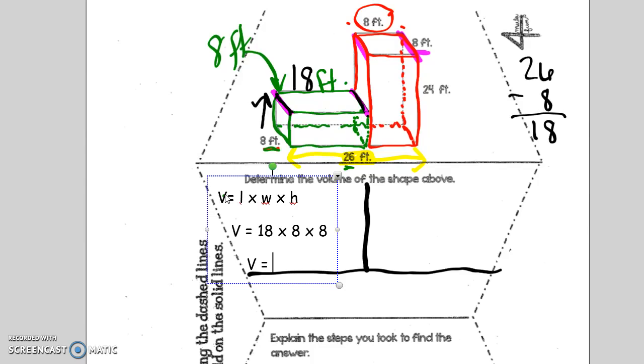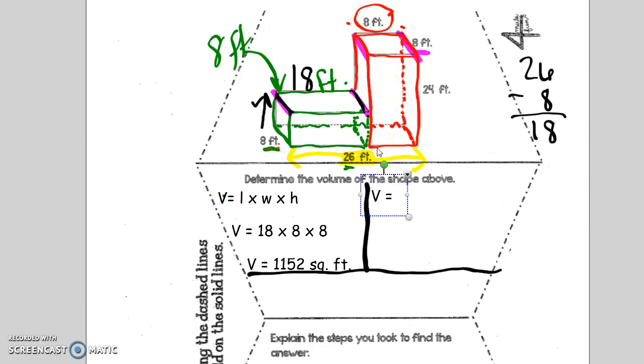So the volume of our shorter green rectangular prism is 1,152, we need units, say it with me, feet squared. And I don't know how to type a squared, so we're going to do it like this. Square feet. All right, now we're going to move over here, okay?